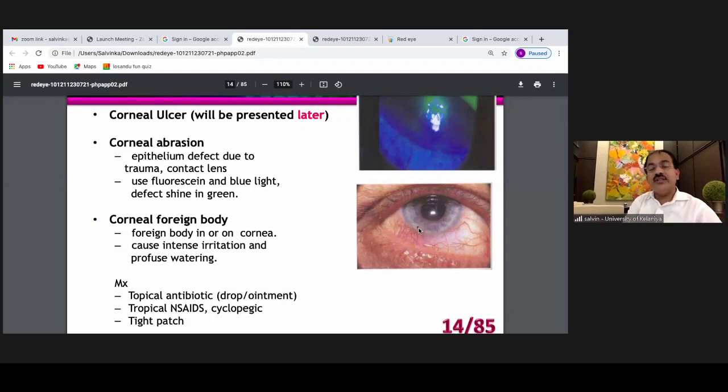So this is a foreign body here. You can see this can cause redness. You can see around that the patient is like this. So a foreign body on the cornea can cause redness.